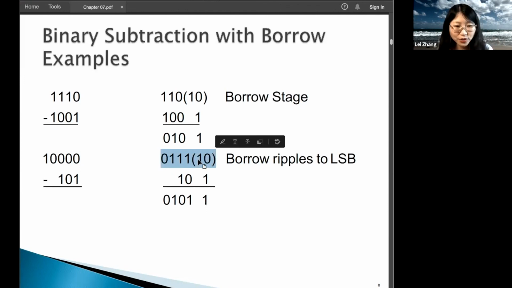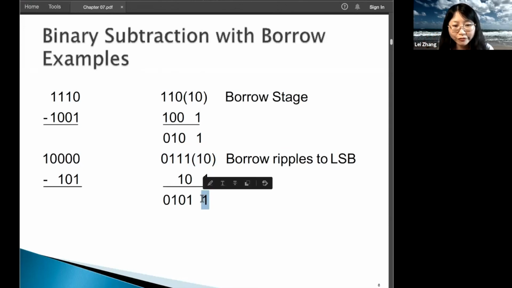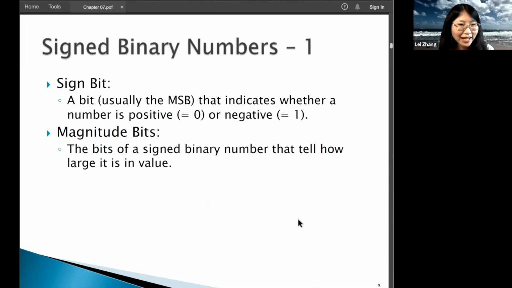With the ripple borrow, the last bit becomes 10, that is 2 in decimal. Minus 1, you have 1 left. For the rest of the bits, 1 minus 0 is 1, and 1 minus 1 is 0. The leftover bit just falls down here because there's nothing to subtract. So this is the result we have. Ripple borrow is similar to ripple carry. Okay, so that is subtraction.